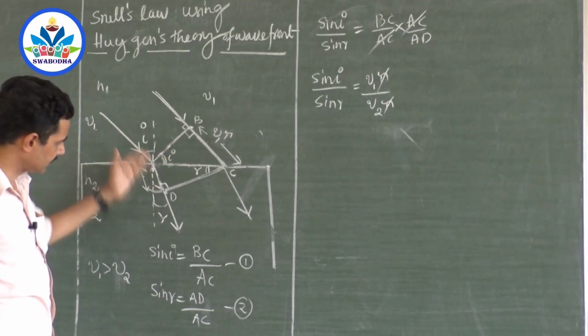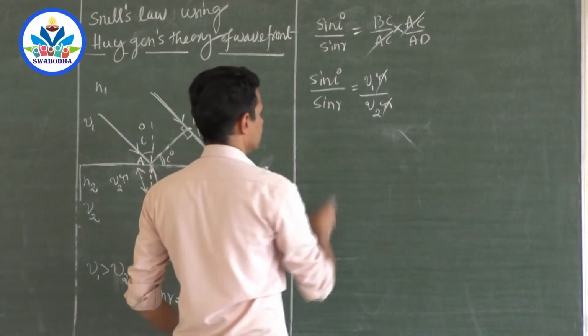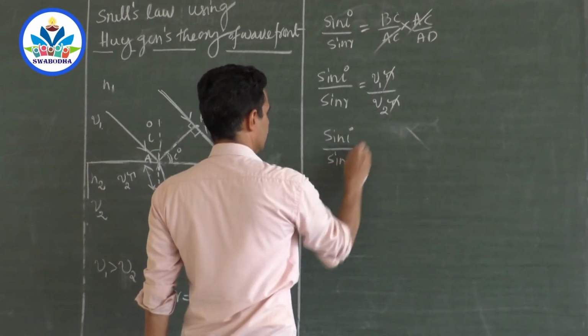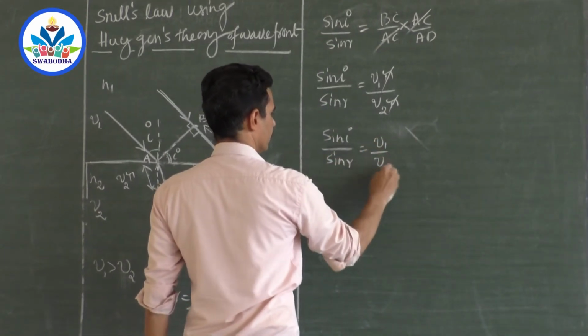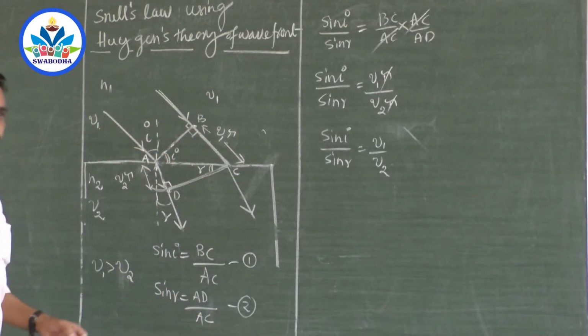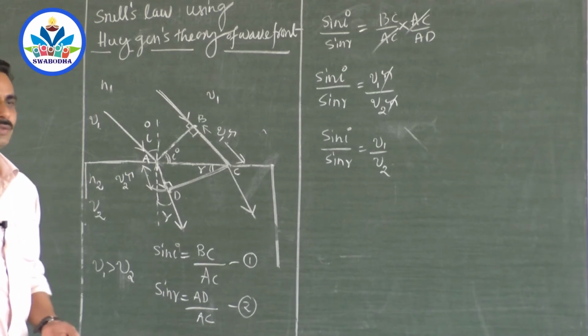In the same 10 seconds it has started its journey inside. So what is V1 by V2? Sin I by sin R. So sin I by sin R is equal to V1 by V2. This is equation 1. Now, we take sin I by sin R is equal to N2 by N1, right? N2 by N1 is equal to sin I by sin R.